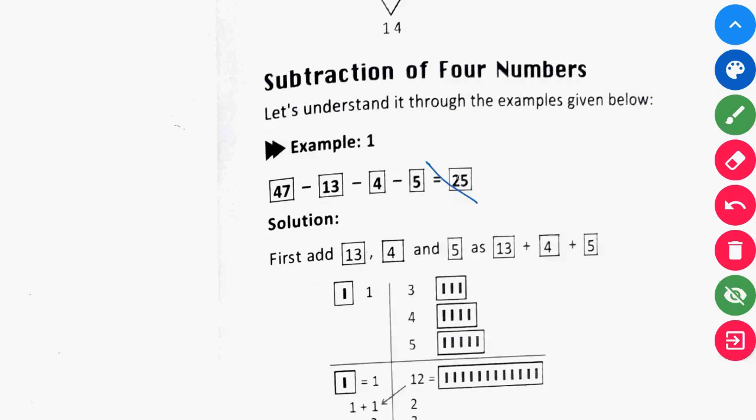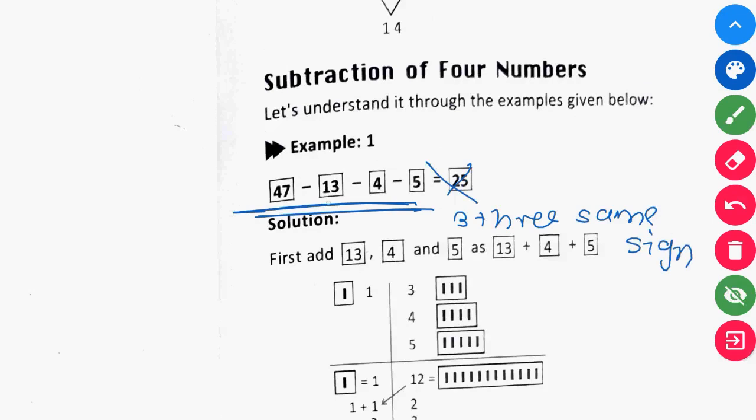So just look here which three numbers have same sign. So 13, 4 and 5 has a negative sign and 47 has a positive sign. So we will add these three numbers. 13 plus 4 plus 5.